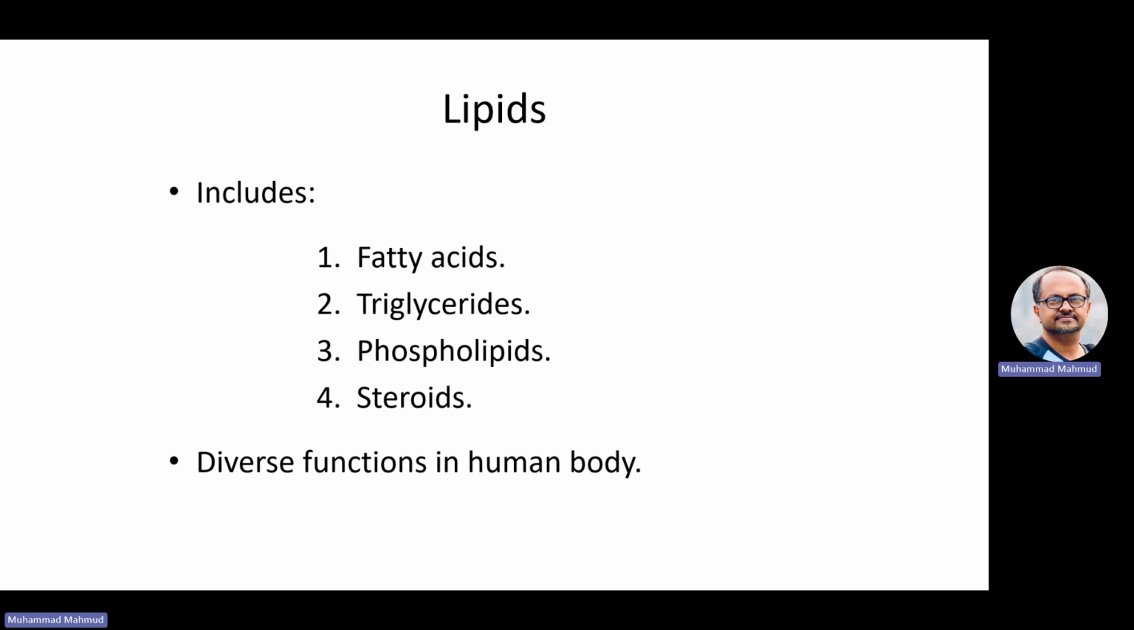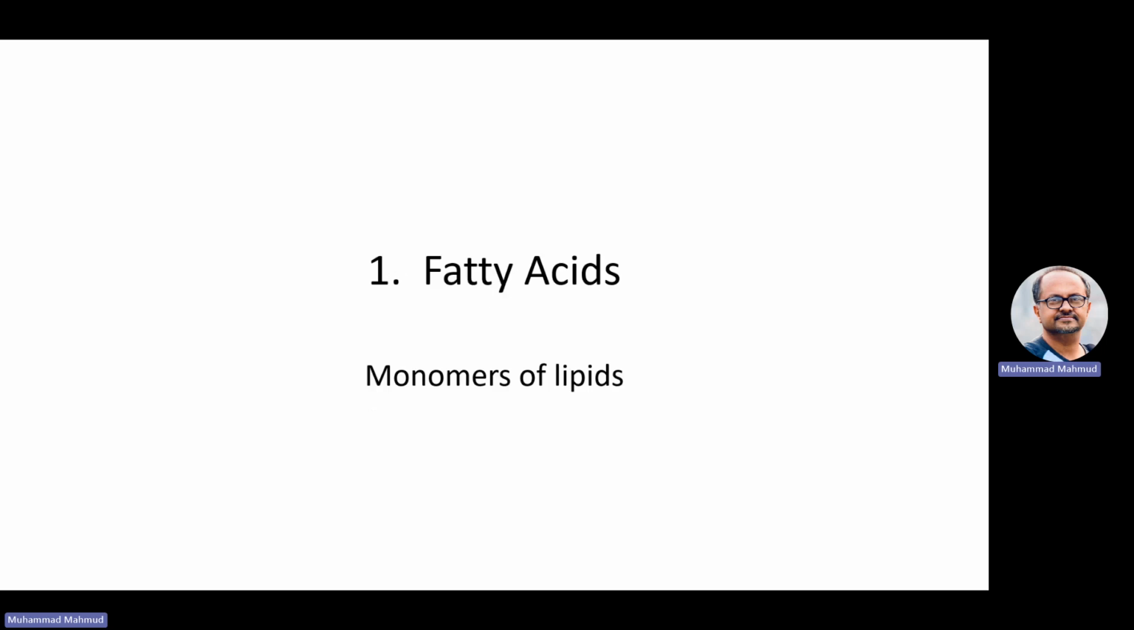There are 4 types of lipids we are going to discuss now: fatty acid, triglycerides, phospholipid, and steroid. All these lipids have diverse functions in our human body, which is very essential for us to survive. Let's start with fatty acid. It is the monomer of lipid. Monomer means single unit. Like with carbohydrates, we know the monomers like glucose and fructose. Here, the lipid monomer will be fatty acid.